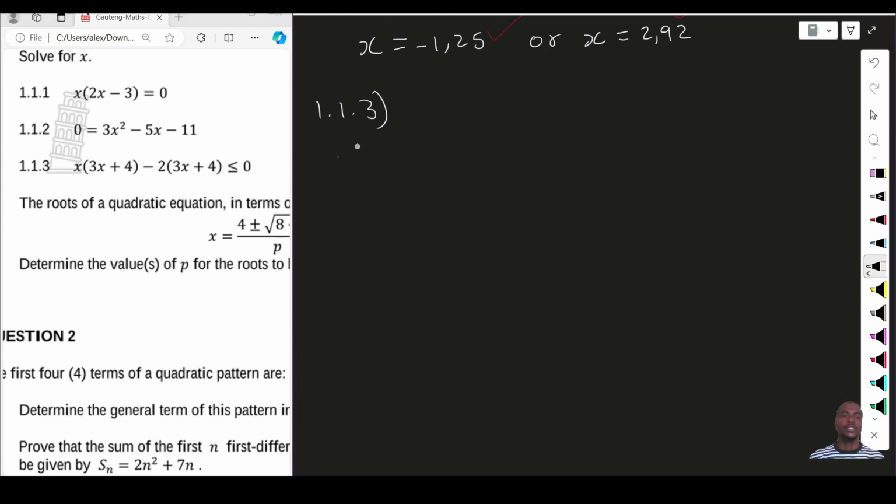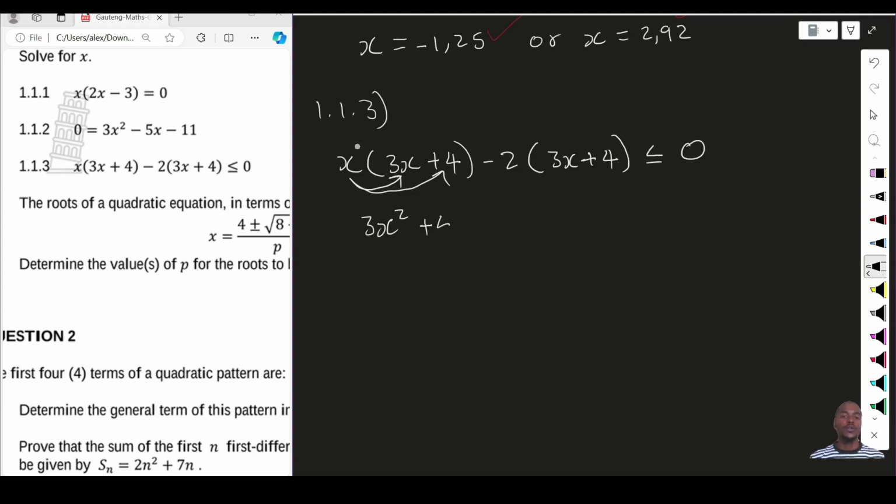The question says x, open bracket, 3x plus 4, then minus 2, open bracket 3x plus 4, then this is less or equal to 0. What's the first thing to do here? We must distribute this x inside. So we are going to say x times 3x, which is 3x squared, plus x times 4, it's 4x, then minus 2 times, we distribute again, minus 2 times 3x, it's minus 6x. Minus 2 times 4, that's minus 8. This is less or equal to 0.